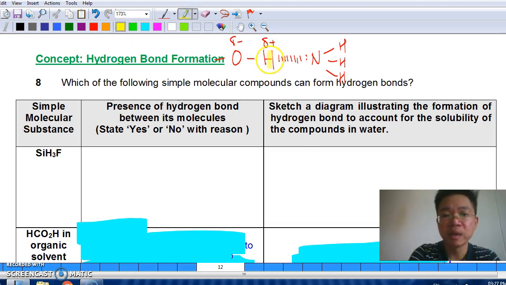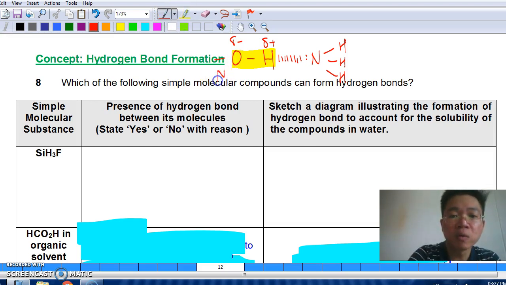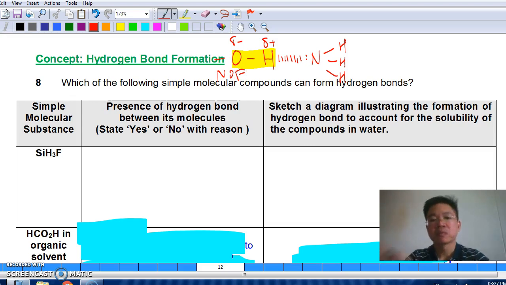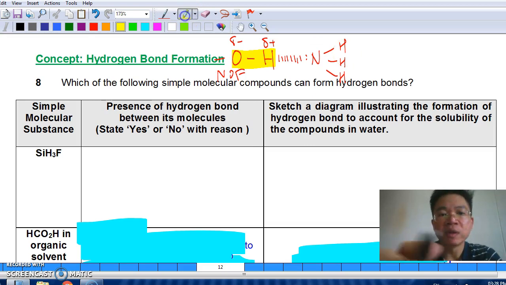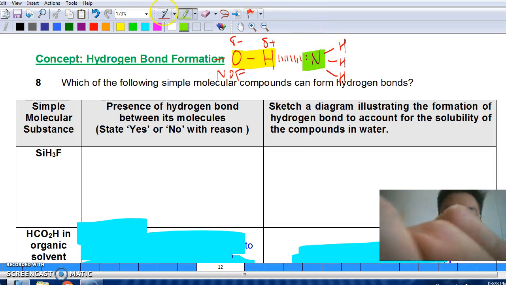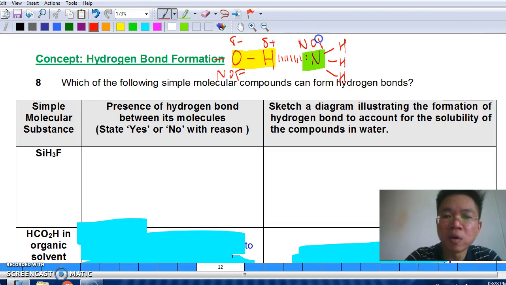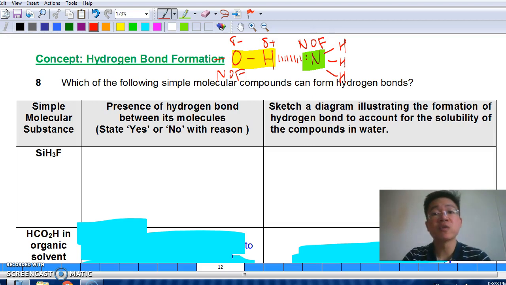So let's just recap. The H must be bonded next to a N, O or F before it can form hydrogen bond. And the atom that the hydrogen bond is going to form with needs to be either N, O or F. So only these three atoms, because they are very electronegative, so they are the ones that can form hydrogen bond with your hydrogen.